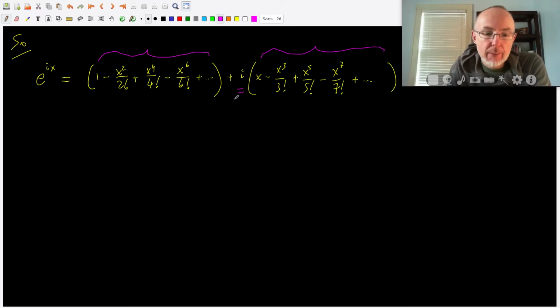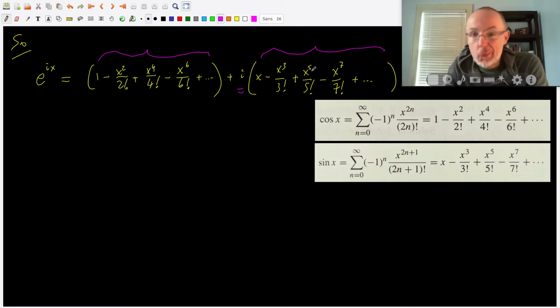There's an imaginary number out there. And these things certainly should look familiar because we've seen them before. This first one is just the cosine of x. And this second one is the sine. In other words, the first bracket contains the Maclaurin series for the cosine of x. The second contains the Maclaurin series for the sine of x.